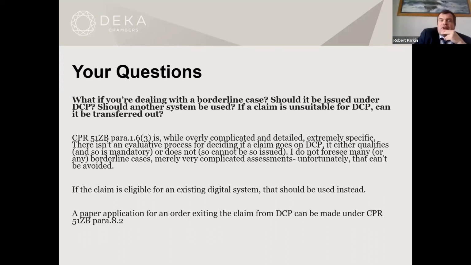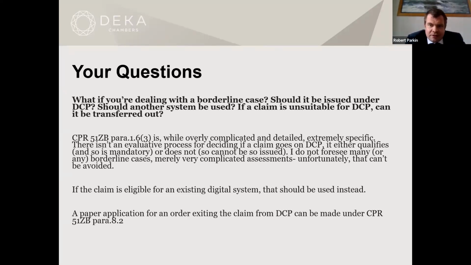What should you do if you're dealing with a borderline case, one where it might be issued under DCP, or should another system be used? If a claim is unsuitable for DCP, can it be transferred out? There are a lot of different questions that focus on the same topic. What I'd say to that is that the type of claim which falls within DCP is, well, the flaw with paragraph 1.63 is it's overly complicated and overly detailed, but it is extremely specific. There's not really an evaluative process unless one is implied by paragraph 8.4. That's when the claim comes out of the DCP.